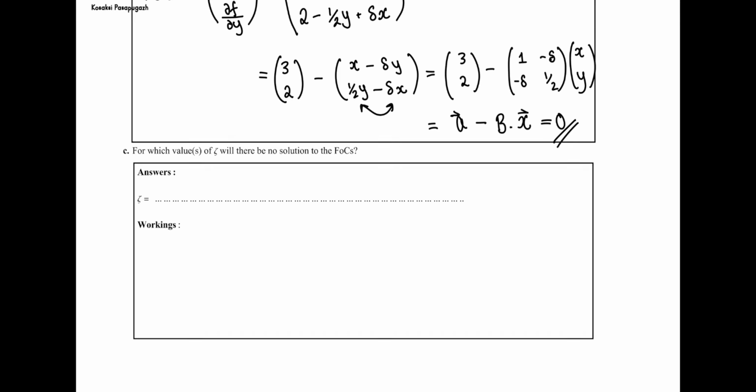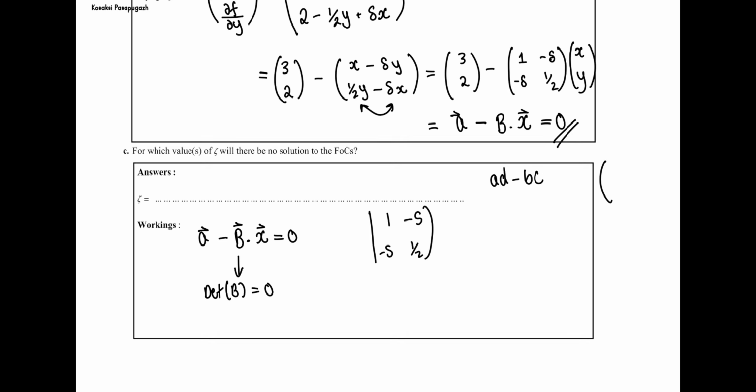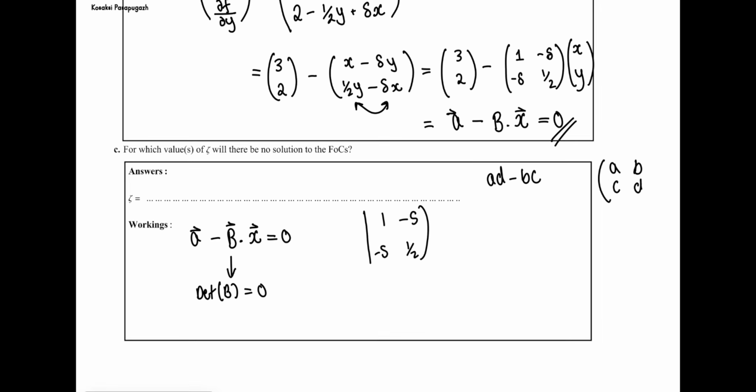For which values of s will there be no solutions to the first order condition? So when we have the vector A minus B dot x, there would be no solutions when the determinant of B is equal to 0. So we're going to find the determinant of B. To do that, the determinant of a 2x2 matrix would be AD minus BC, where that is A, this is B, this is C, and this is D.